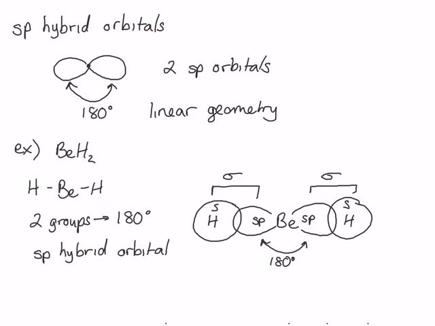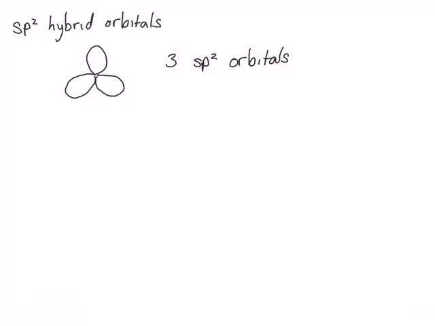And this is what our molecule of beryllium hydride is going to look like. Next, we'll look at a molecule that uses sp2 hybridized orbitals. sp2 hybrid orbitals are a combination of 1 s and 2 p orbitals. So if we combine 3 atomic orbitals, we'll end up with 3 hybrid orbitals, 3 sp2 orbitals. The farthest apart we can get 3 things in space, according to VSEPR, is going to be 120 degrees. And this is called trigonal planar geometry.